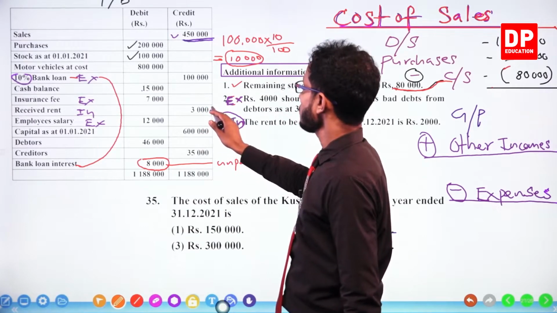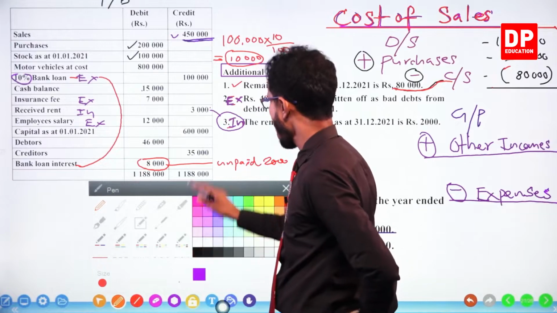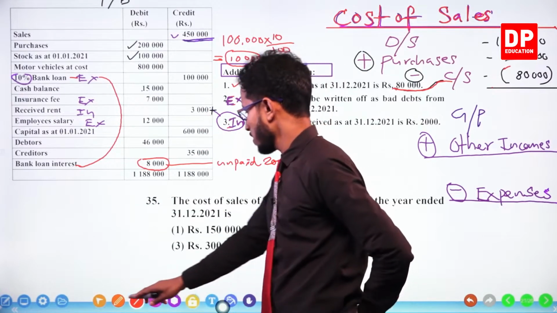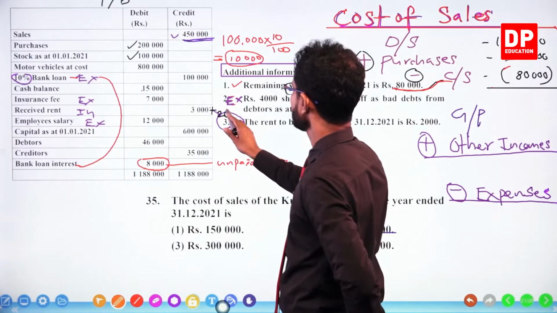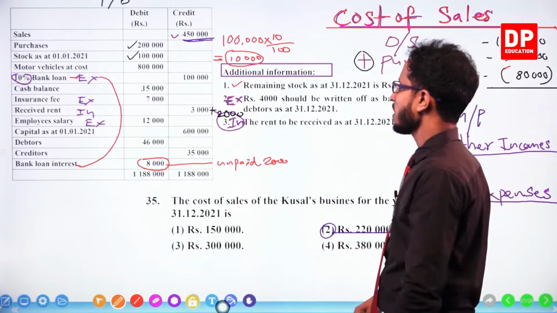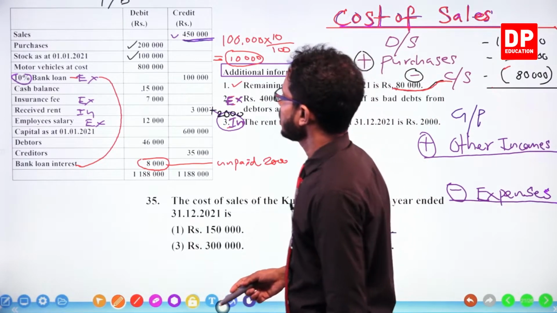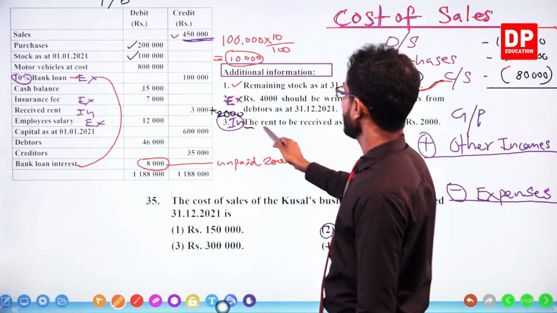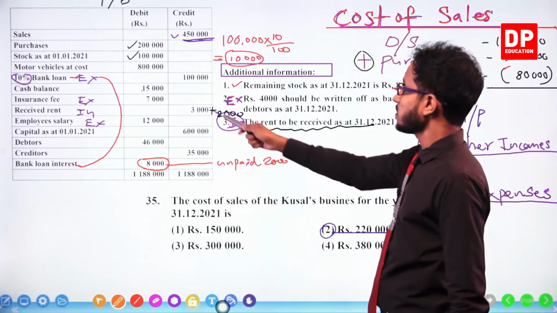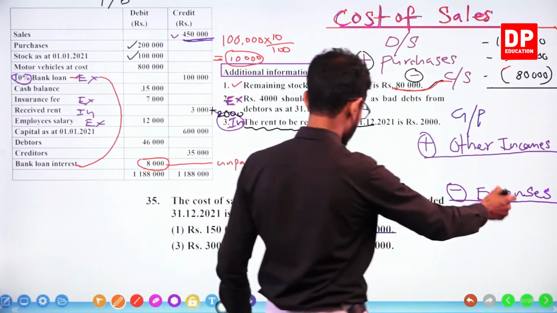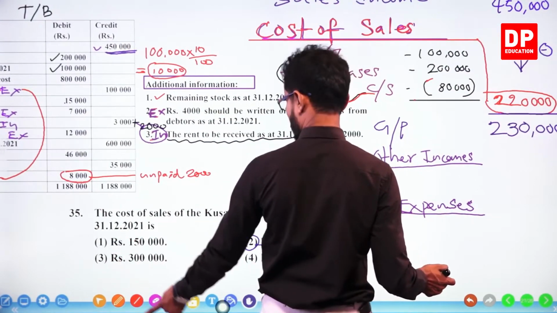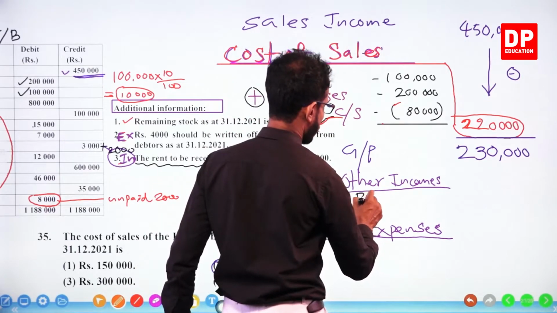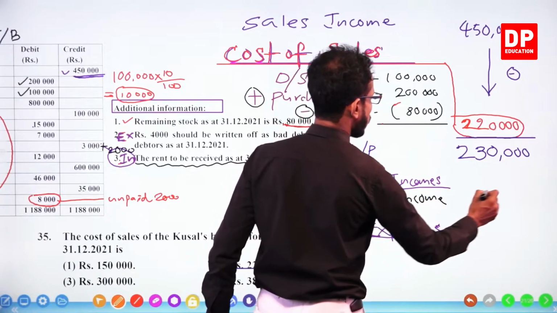So 3,000 plus 2,000. Okay, that's done. Now we can take the total. Take the income first. Received rent 3 plus accrued rent to be received 2. 3,000 plus 2,000, 5,000. Let's mention the other incomes right here. Rent income 5,000.